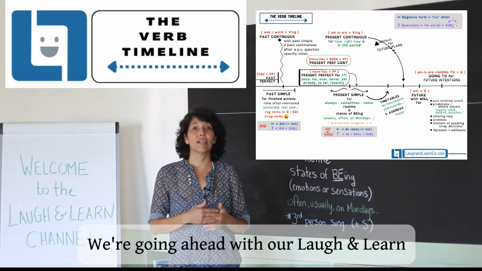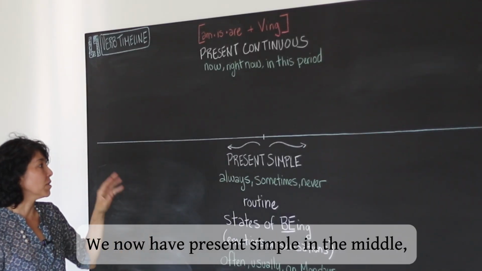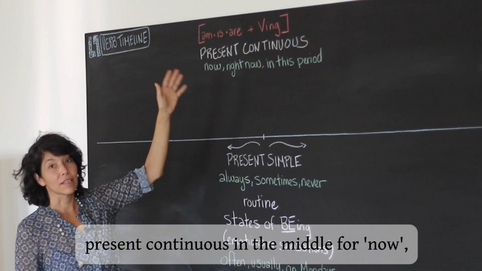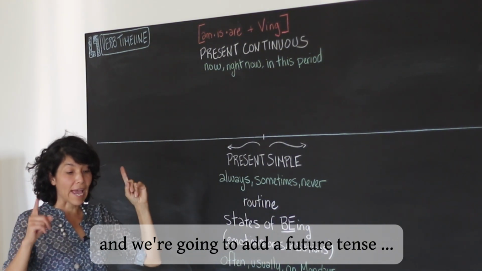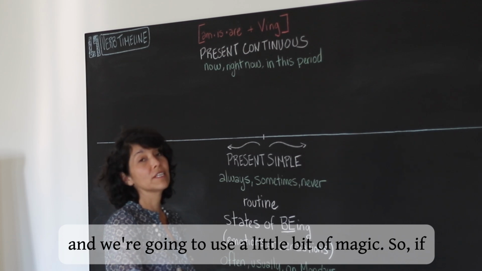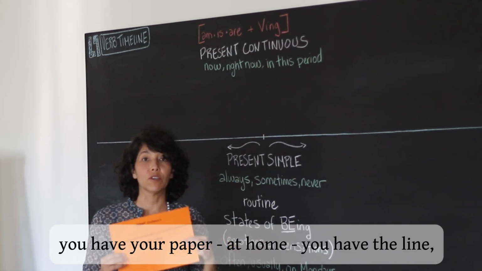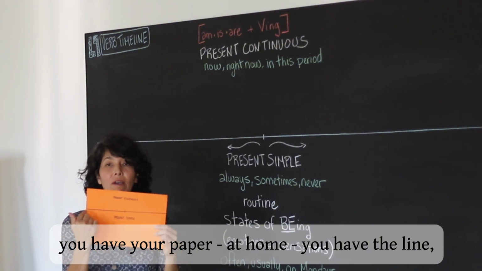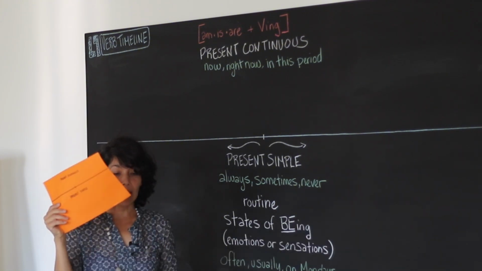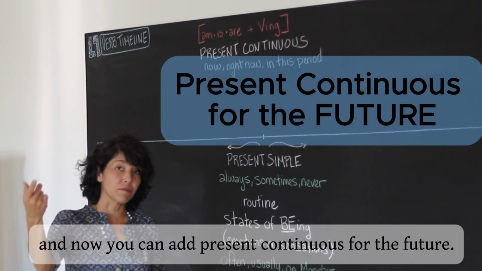We're going ahead with our Laugh and Learn verb timeline. We now have present simple in the middle, present continuous in the middle for now, and we're going to add a future tense. And we're going to use a little bit of magic. So, if you have your paper at home, you have the line, you have present simple, present continuous, and now you can add present continuous for the future.